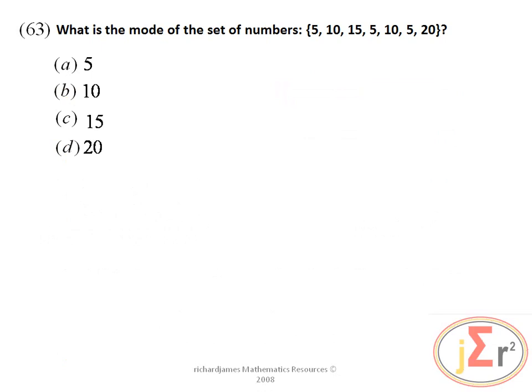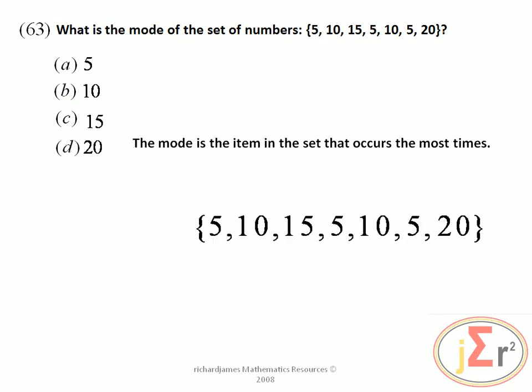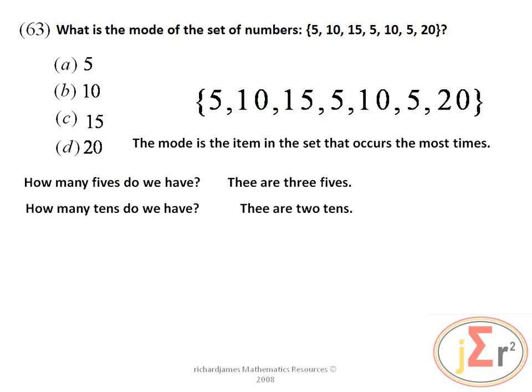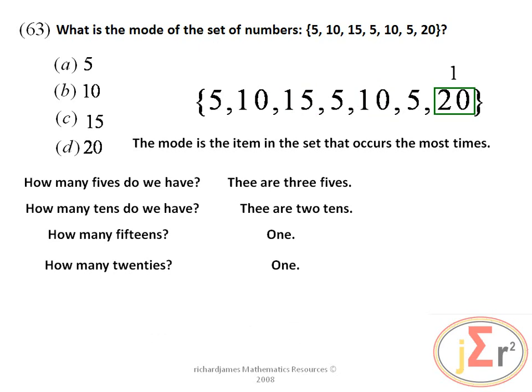What is the mode of the set of numbers? And we have this set of numbers and we are writing them. The mode is the item in the set that occurs the most times. So, how many 5s do we have? Okay, so we have 3 5s. How many 10s do we have? So we have 2 10s. And how many 15? Just 1. And how many 20s? We only have 1 20.